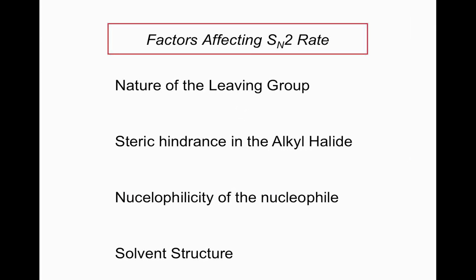We want to spend the bulk of this pre-lecture talking about the different factors that affect the rate of an SN2 reaction. There are 4 factors you have to consider when determining how quickly different reactions will take place under SN2 mechanisms. Those are: what is the nature of the leaving group? Is there any steric hindrance in the alkyl halide? How good a nucleophile is the nucleophile you're using for your SN2 reaction? What is its nucleophilicity? And lastly, the solvent structure. What's the solvent that you're using in order to produce a reaction?